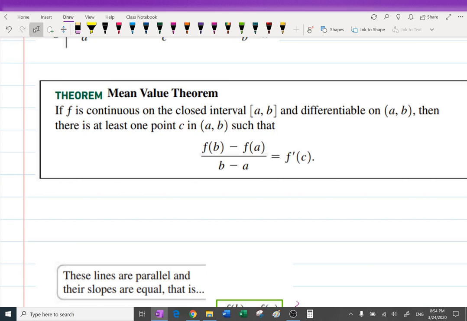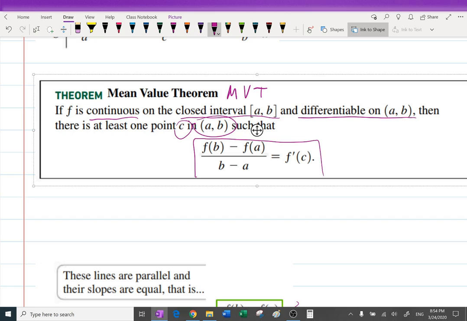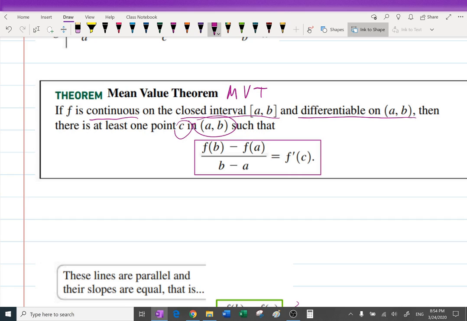Here is the theorem, the mean value theorem, MVT. If a function is continuous on the closed interval and differentiable inside of the interval, then there is at least one point, maybe there are more than one, at least one point c inside of the interval, such that the slope of the secant line will match the slope of the tangent line somewhere.